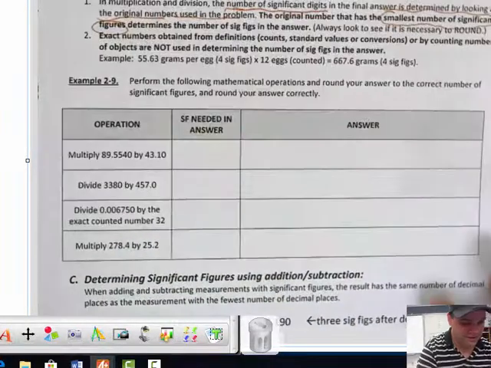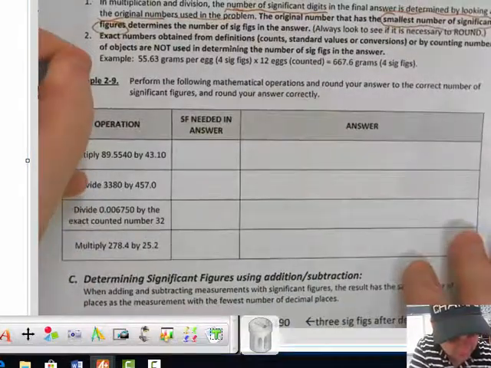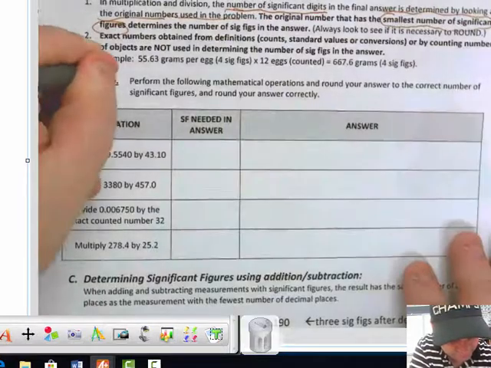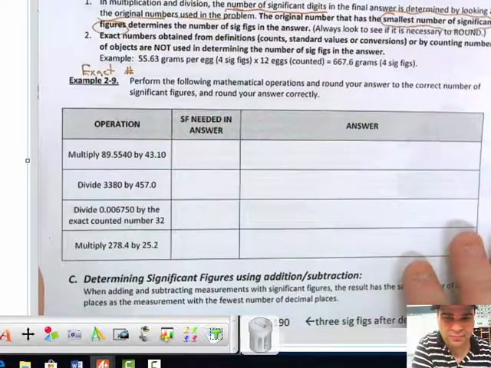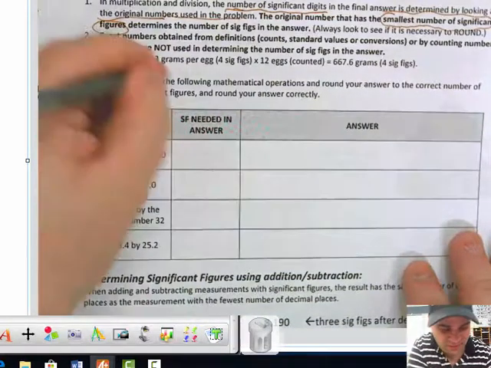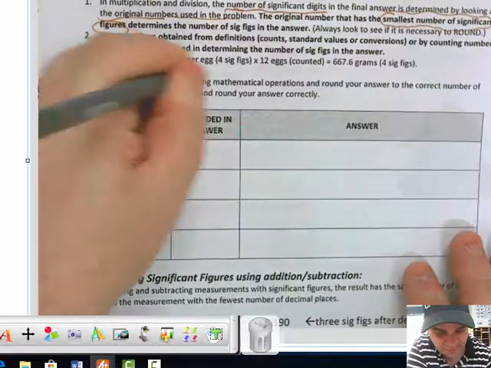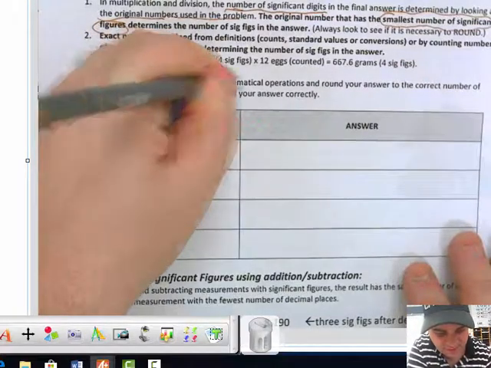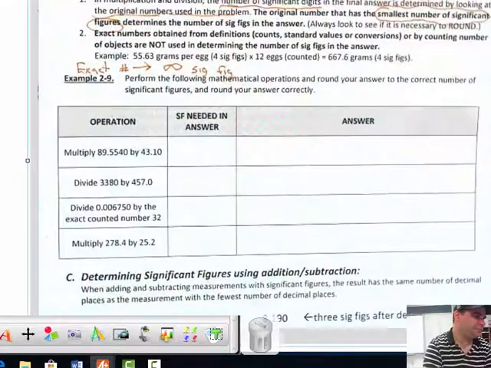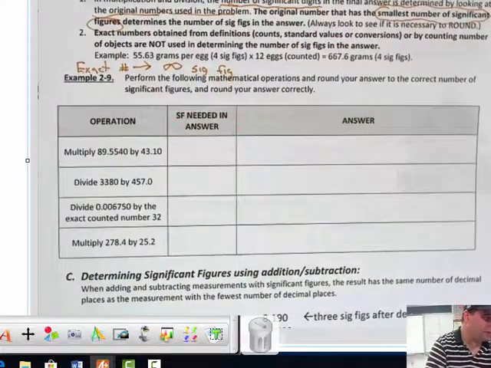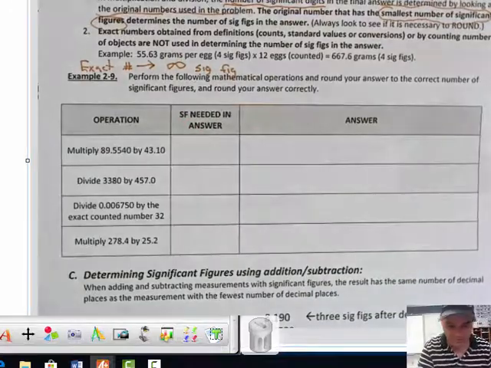There is something called exact numbers. Exact numbers are like 60 minutes. There's exactly 60 minutes in 1 hour. These have infinite significant figures. Let me show you what I mean by this.